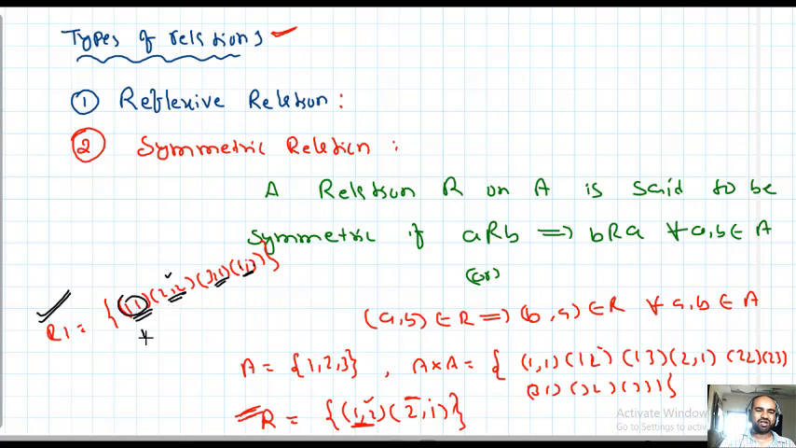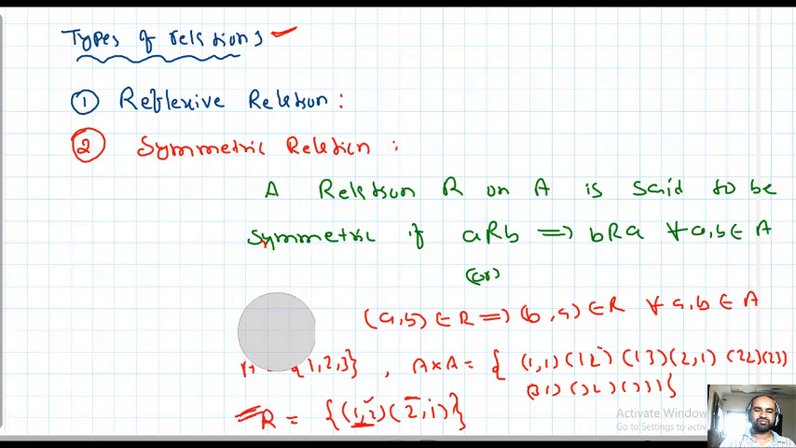(3,3) is not there, but that is not a problem, because we are not checking for reflexive, we are checking for symmetric. (1,1), its reverse is (1,1), there. (2,2), its reverse is the same. (3,1), its reverse (1,3) is there. (1,3), its reverse (3,1) is there. So by the definition of symmetric relation, the given relation is symmetric. Okay, students.